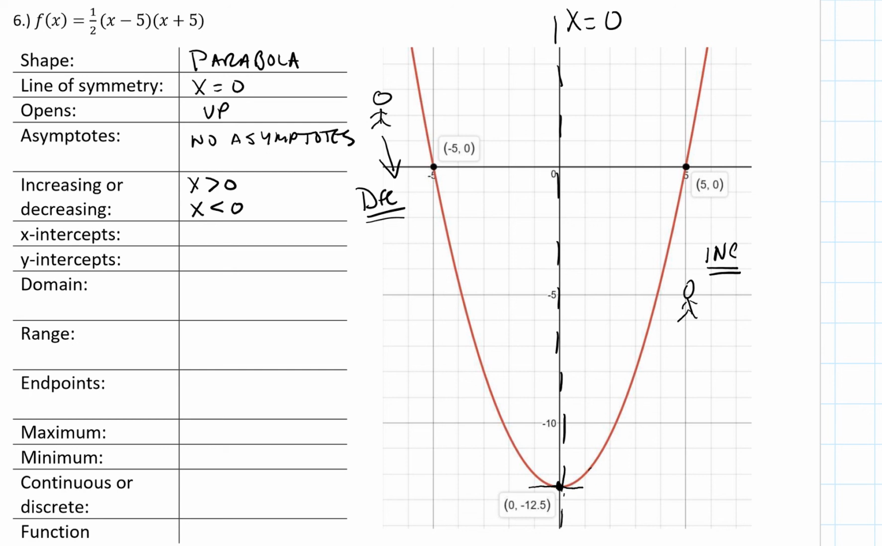The x-intercepts, we've got 2. So we've got (-5, 0) and (5, 0). The y-intercept is (0, -12.5).